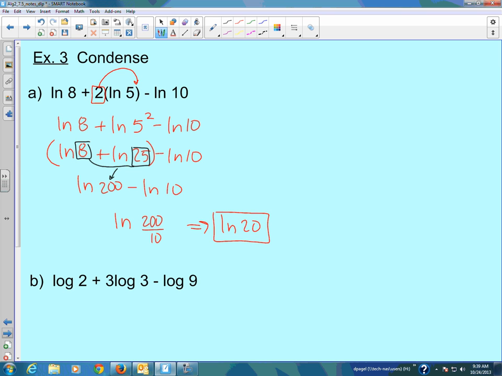So be careful with the quotient property. It's not 2 natural logs that are dividing by each other. It's just a single natural log of a quotient.